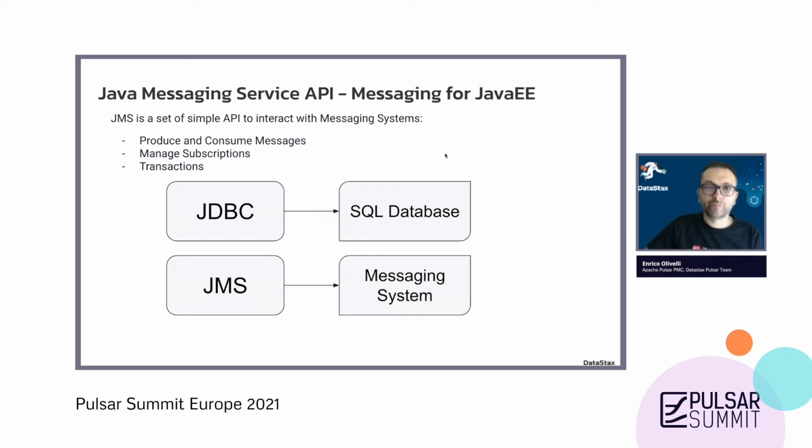What is it? Java Messaging API. Java Messaging API is like JDBC. With JDBC, you can connect to any SQL database that has a JDBC driver, and you can perform queries and access your data. This is the same thing with JMS. You can connect to any messaging system that supports JMS, and then you can produce and consume messages, you can manage subscriptions, and you can also run transactions.